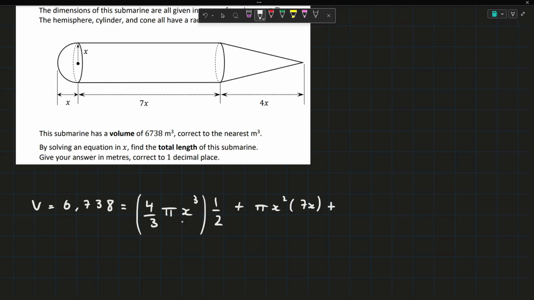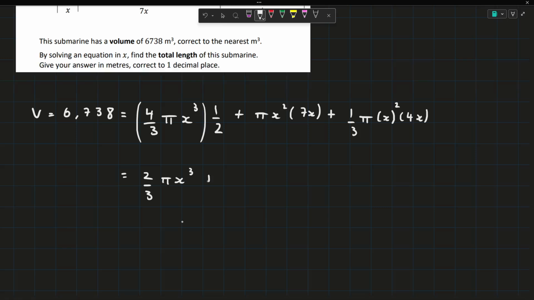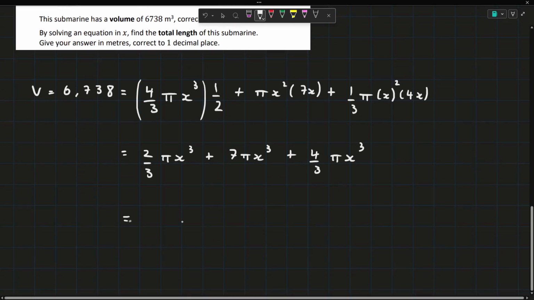Plus the volume of a cone, and the volume of a cone is 1/3 pi r squared h, so we'll have pi, the radius again is just x, and then the height is 4x, so it's x squared times 4x. Then we can simplify, so we're going to get 2/3 pi x cubed, plus 7 pi x cubed, plus 4/3 pi x cubed. And we can add all those together.